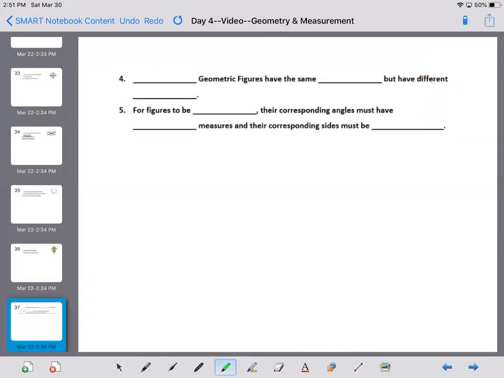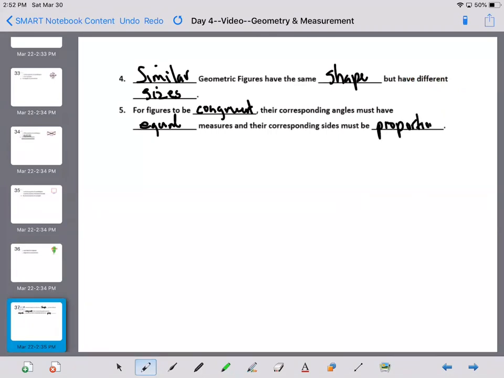And then we'll look at similar geometric figures. They have the same shape but different sizes. So for figures to be similar, their corresponding angles must be equal, and their corresponding sides must be proportional. So what do we mean by that?